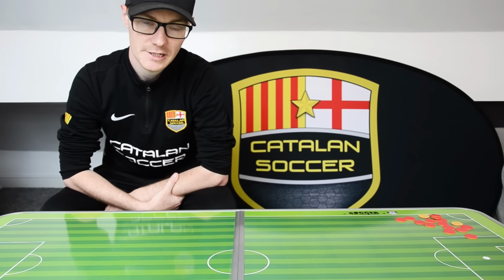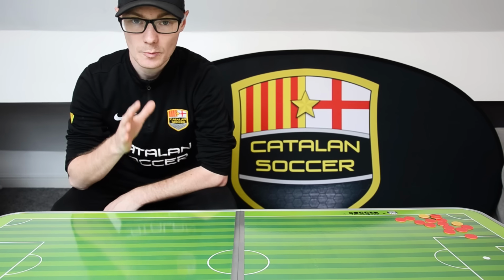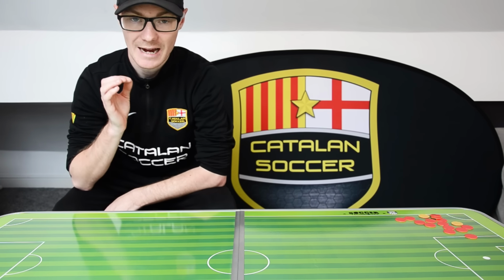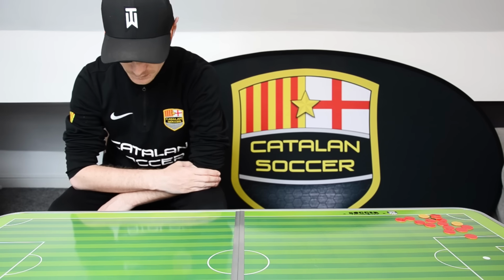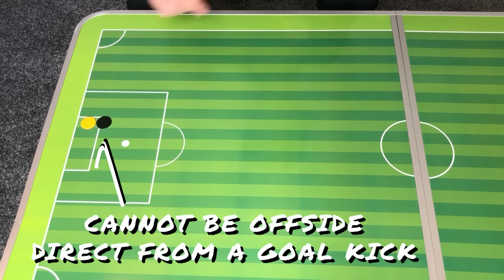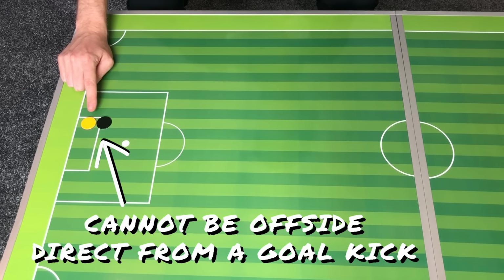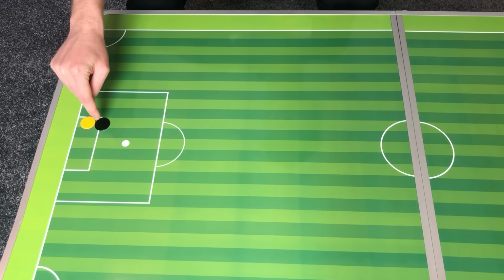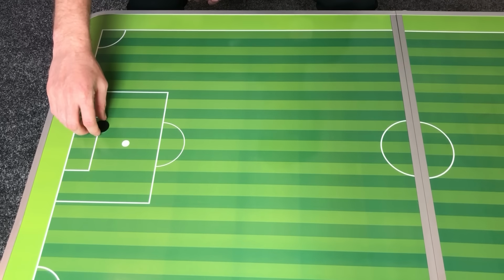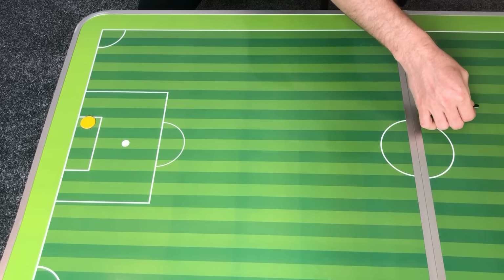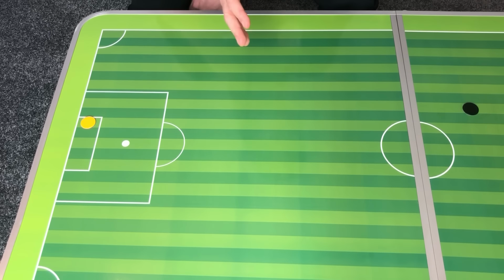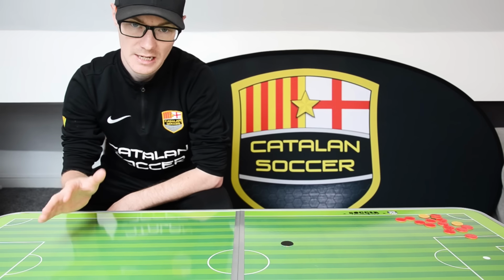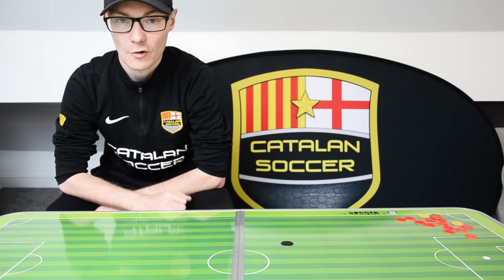Now, there are three different scenarios where you cannot be offside if you receive the ball directly. So we're going to look at those now. The first one is a goal kick. If you were to receive the ball directly from your goalkeeper from a kick on the floor, that's an actual goal kick, not a kick out of his hands, then he could kick the ball over into the opposite half of the pitch and any player receiving the ball directly from him could not be offside. So you cannot be offside from a goal kick.